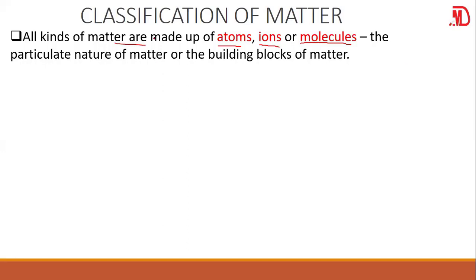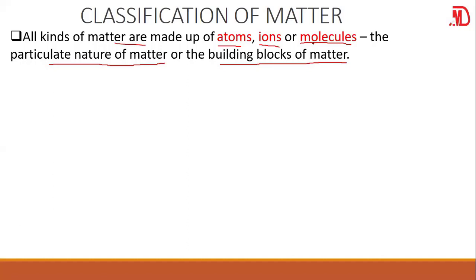All right. So these particles are called the particulate nature of matter. The particulate nature of matter. Other books say the building blocks of matter. So in a school or in an exam, when they ask you what are the particulate nature of matter, or mention the particulate nature of matter, or mention the building blocks of matter, they are referring to what? Atoms, ions, and molecules. Basically, that's what they're referring to. So the particulate nature of matter, or the building blocks of matter, are the particles that are contained in a matter or in a substance.